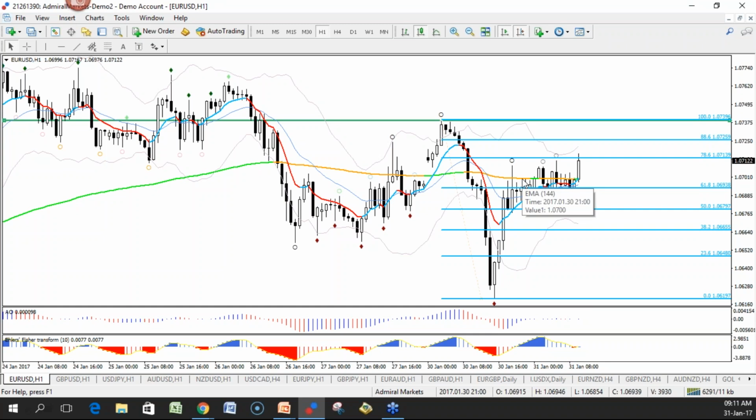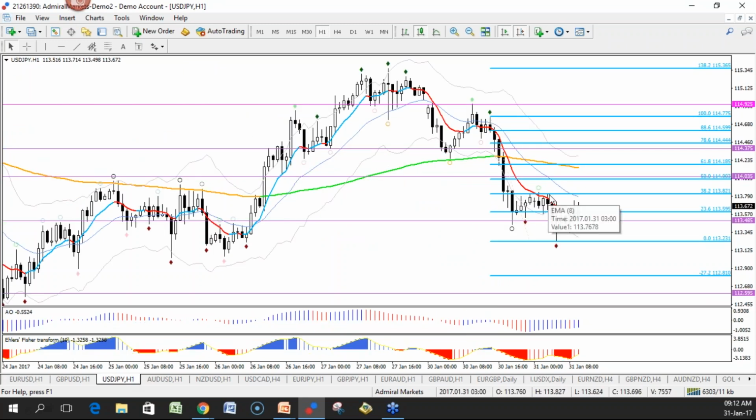I probably would rather focus on other pairs at this moment. All right. So let's see, what else? Dollar yen. Now, the dollar yen retraced further than I expected.